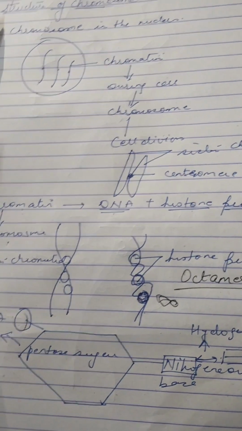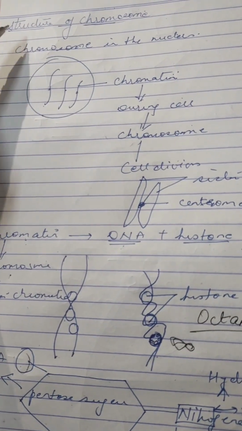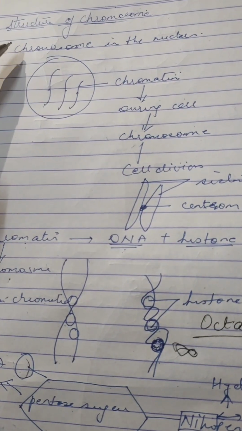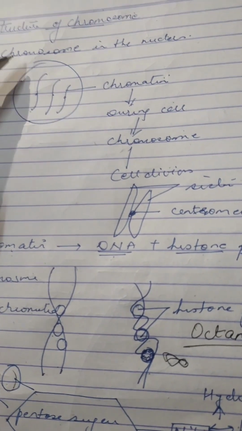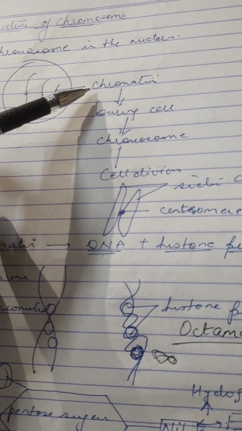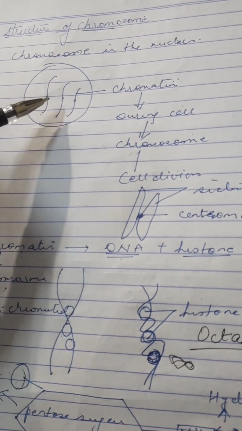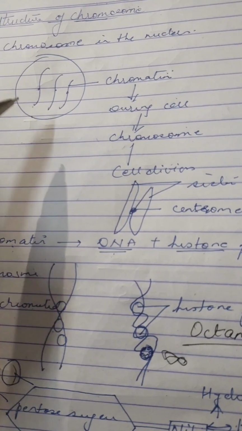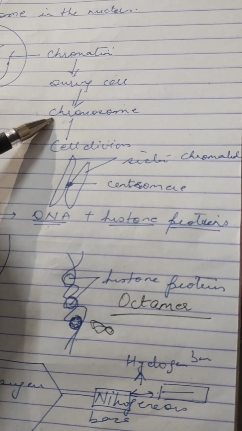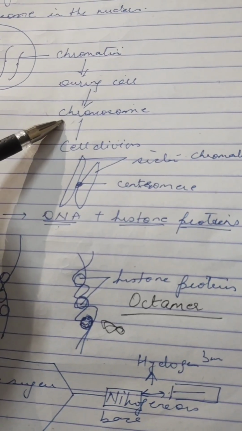Here in this chapter of cell cycle, cell division and structure of chromosome, there are certain terms which are used. First we learn about what is chromosome. Chromosome is in the form of chromatin fibers which is present before cell division takes place, and it is thread-like structures. During cell division it becomes short and in a condensed form it is known as chromosome.